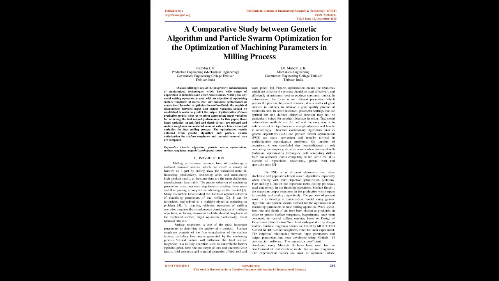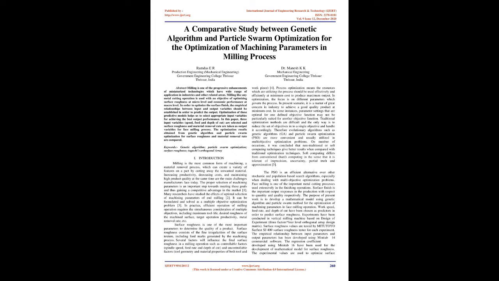2. It can be formulated and solved as a multiple objective optimization problem. 3. In practice, efficient operation of milling operation requires the simultaneous consideration of multiple objectives, including maximum tool life, desired roughness of the machine surface, target operation productivity, metal removal rate, etc.